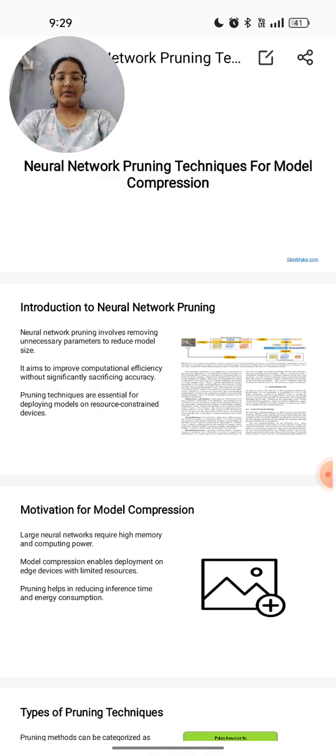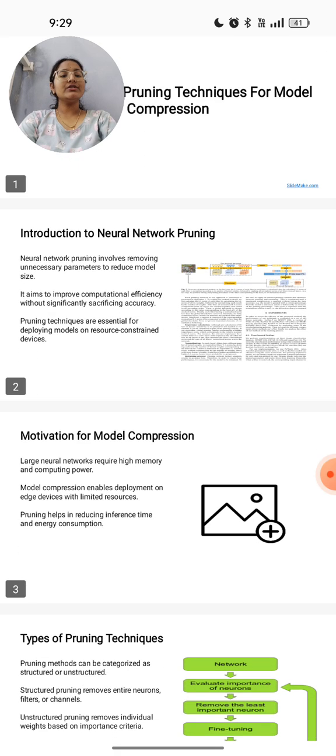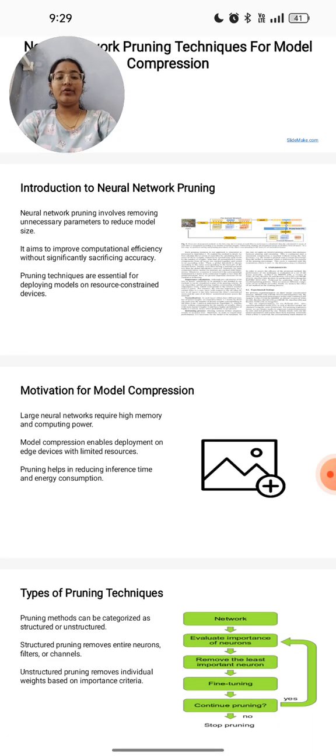Today, my tech talk topic is about neural network pruning techniques for model compression. Introduction to neural network pruning. Neural network pruning involves removing unnecessary parameters to reduce model size. It aims to improve computational efficiency without significantly sacrificing accuracy. Pruning techniques are essential for deploying models on resource constrained devices.